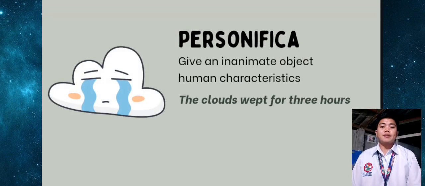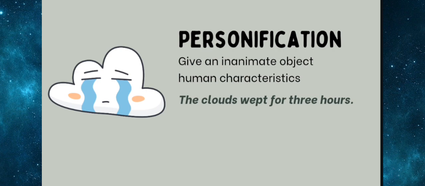The third one is personification. Personification gives an inanimate object human characteristics. The example here is: the clouds wept for three hours. As we all know, clouds are inanimate objects and clouds do not weep. And wept is a human characteristic. So the human characteristic was given to an inanimate object, which is the clouds. If you give human characteristics to an inanimate object, this is what we call personification.